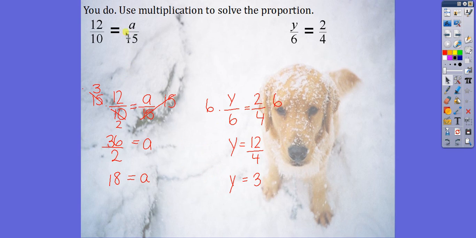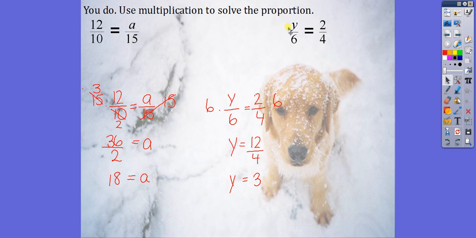You worked on these. This time you multiply each side by 15. Because these numbers are large, I just decided to simplify ahead of time, but you would have had 180 over 10 if you did the multiplying. And either way, 180 divided by 10 or 36 divided by 2, you get 18.